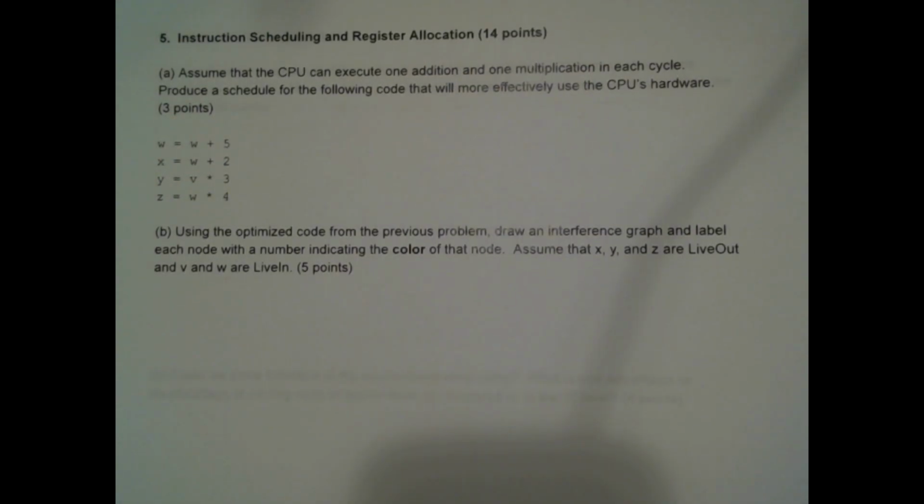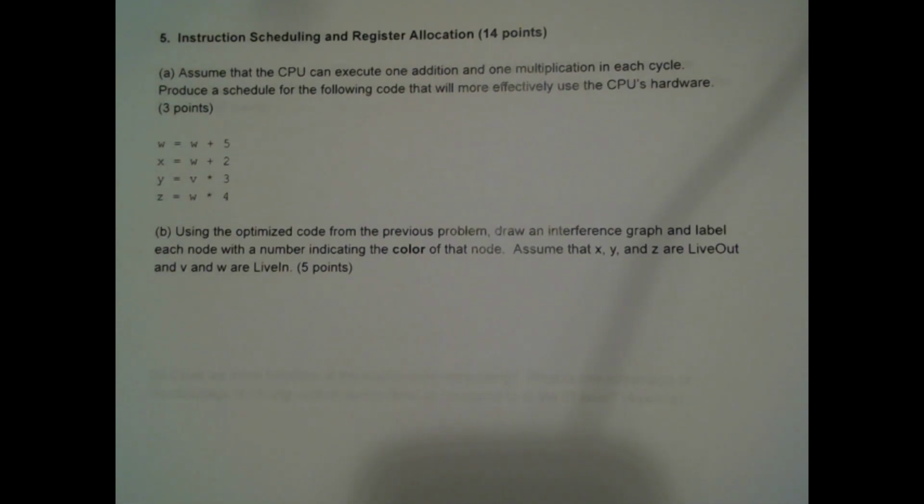Okay, on to problem number 5. So this is instruction scheduling and register allocation, so back-end stuff. The first part is: assume that a CPU can execute one addition and one multiplication in each cycle. Produce a schedule for the following code that will more effectively use the CPU's hardware. 3 points. So we talked about this in class on Wednesday.